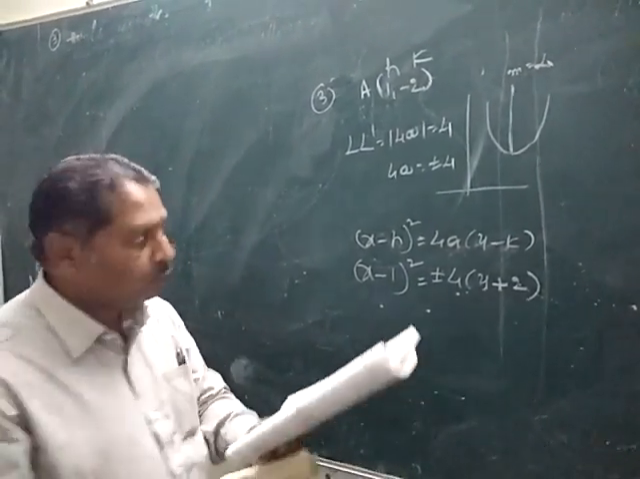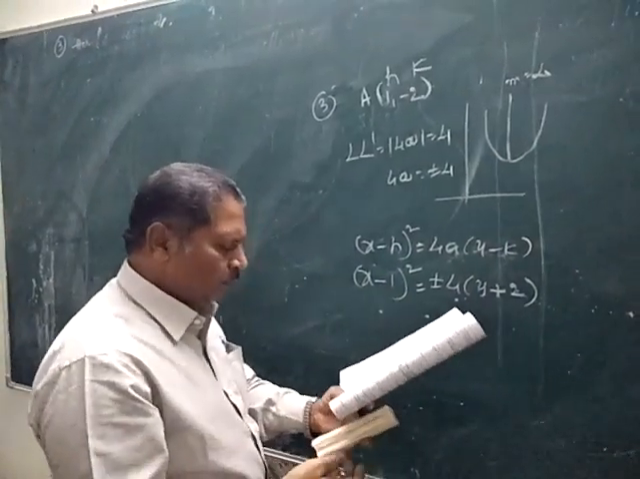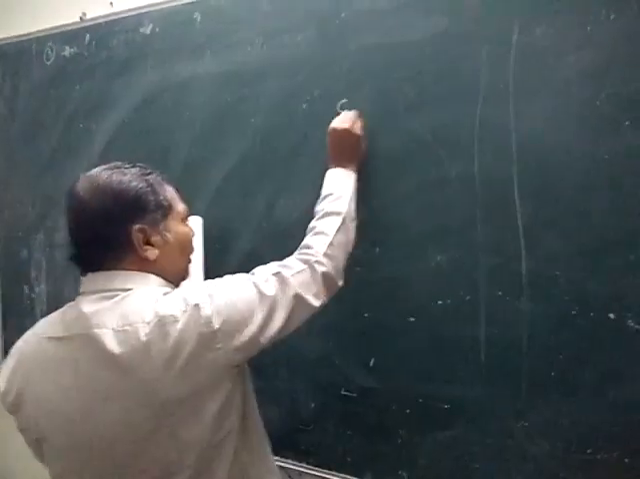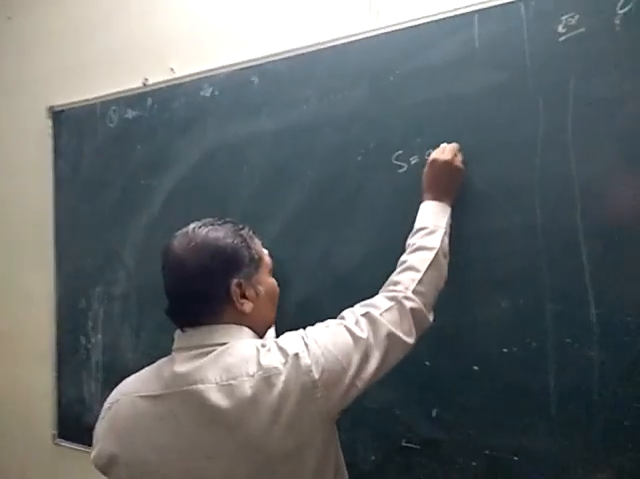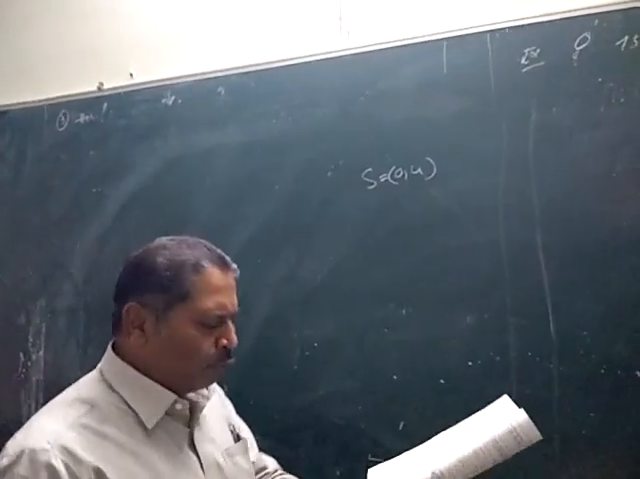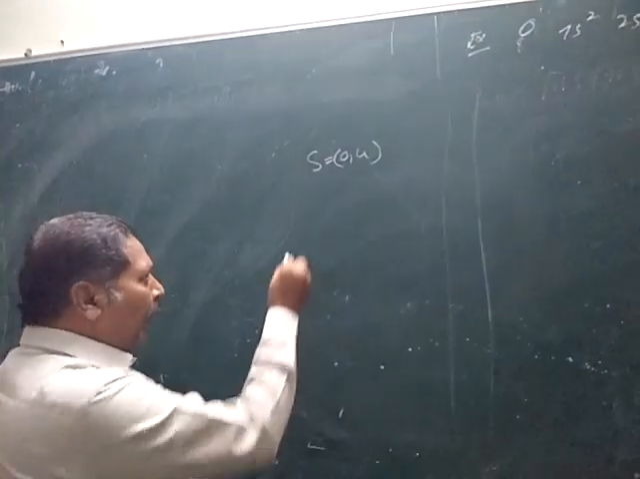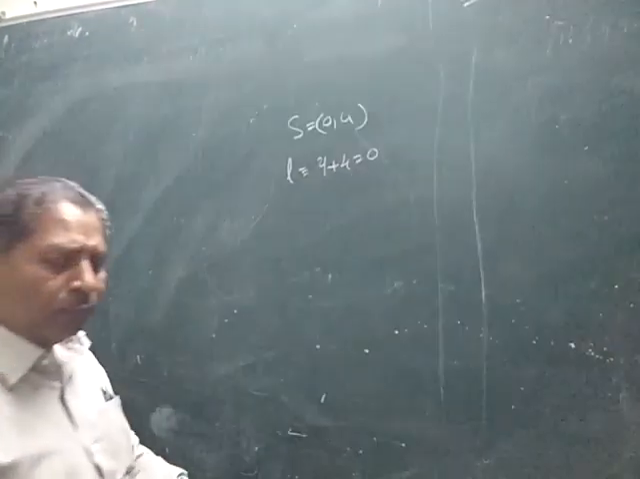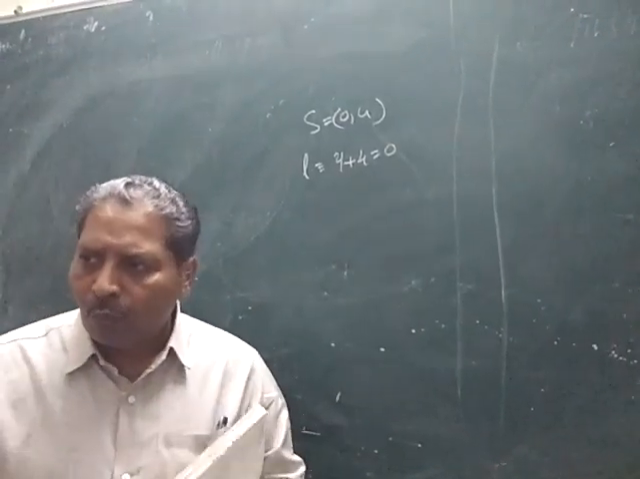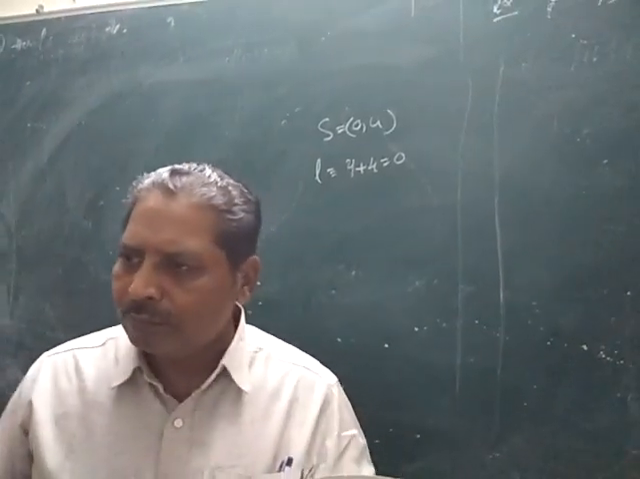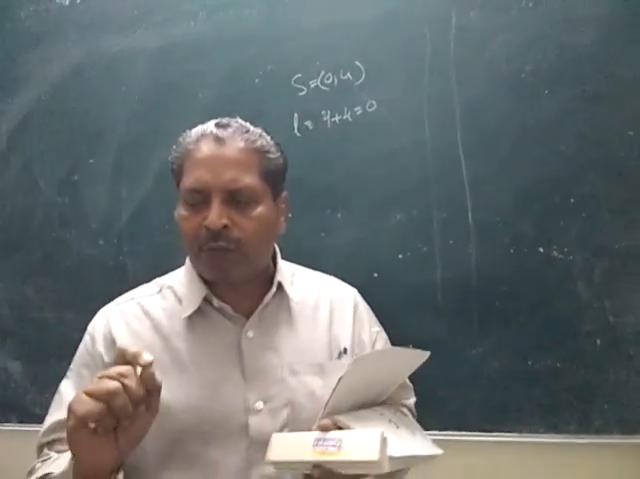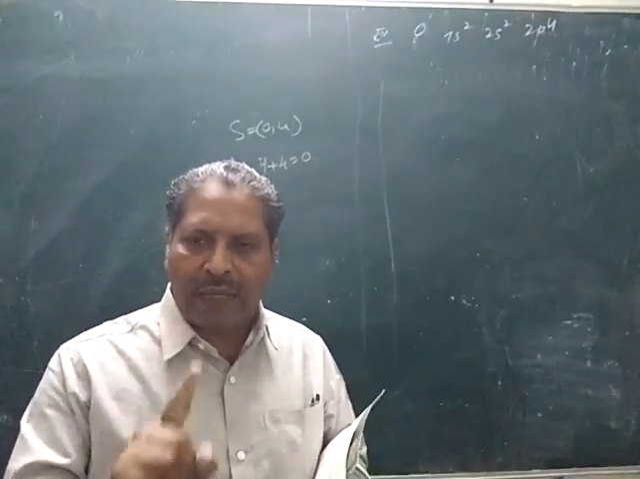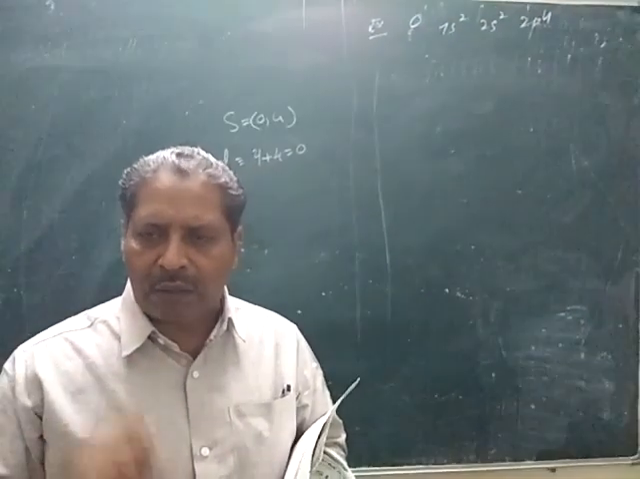Next, fourth bit. Focus S is (0, 4) and directrix y + 4 = 0. We want the equation of the parabola when S and L are given.